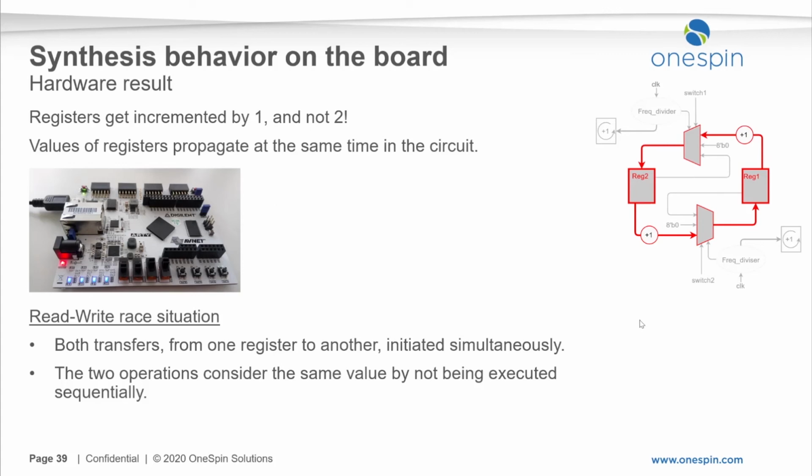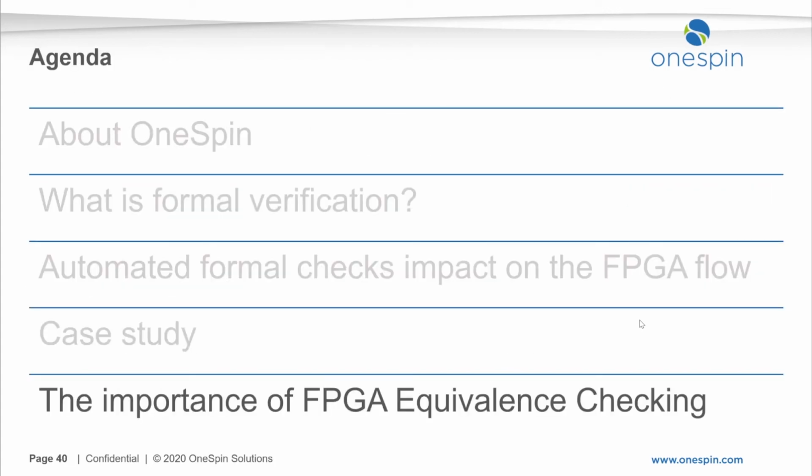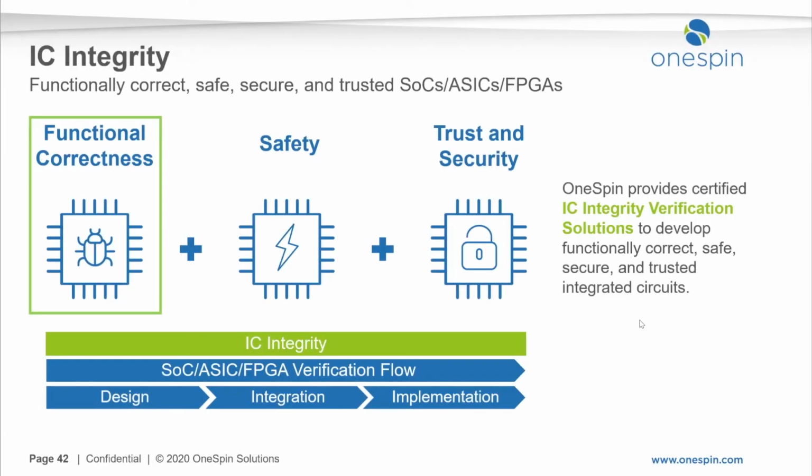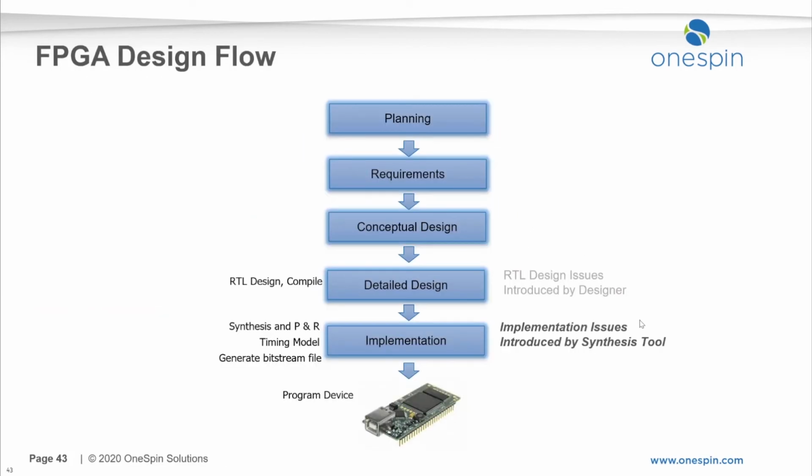Okay, so I would then like to move to the last technical topic of the speech, and this is the importance of FPGA equivalence checking. You have probably heard about equivalence checking. It's not an unknown term, but it has a special place in FPGA. Again, we consider this part of functional correctness. And if we go back to our FPGA design flow view, this now targets the implementation.